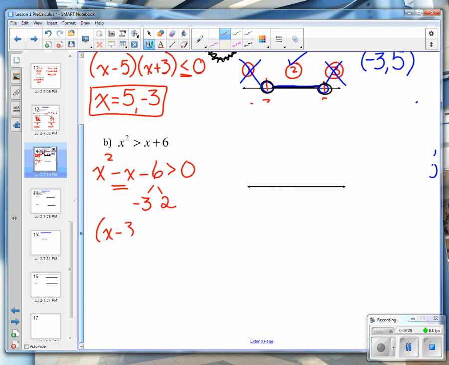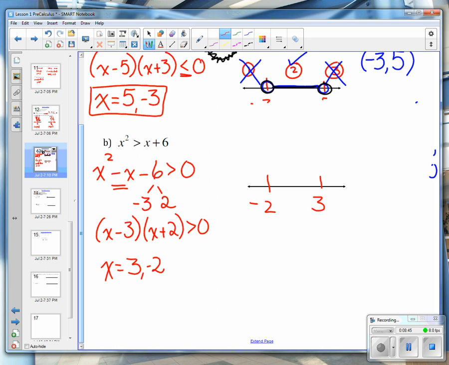So (x minus 3)(x plus 2) greater than 0. And we know that x is going to be equal to positive 3 and negative 2. Again, we don't know where the solution is, but we can definitely look at these points and at each section. Now I'm going to be lazy in this one because I've already shown you the test intervals, and we are going to do some more test intervals on the next page.